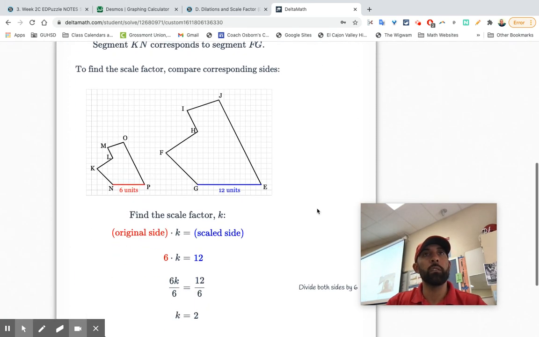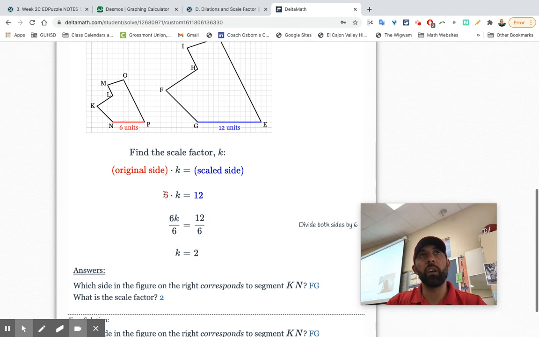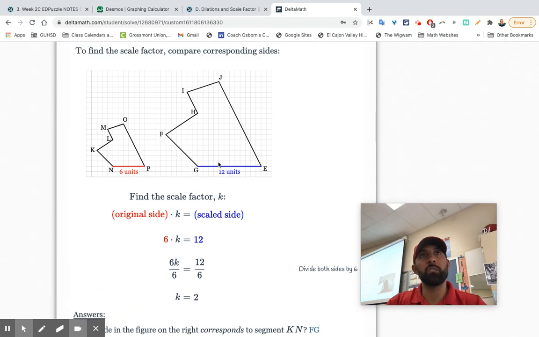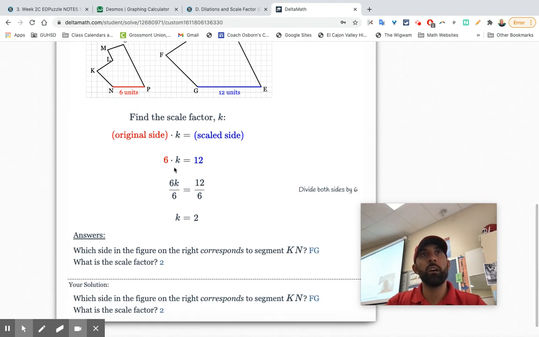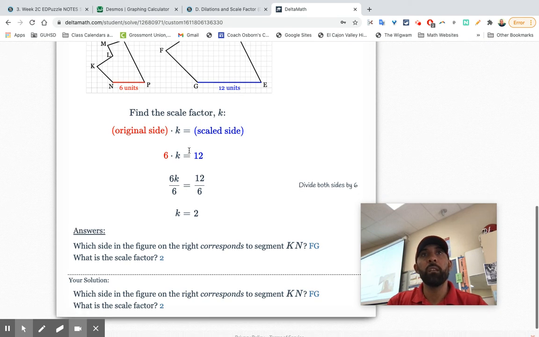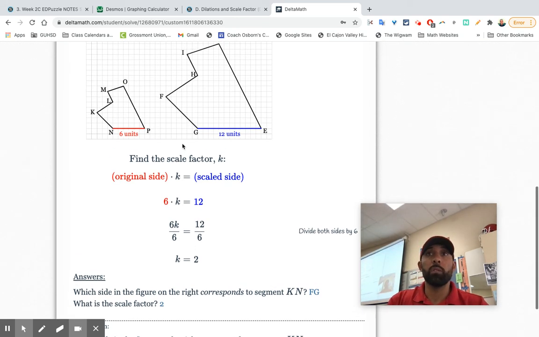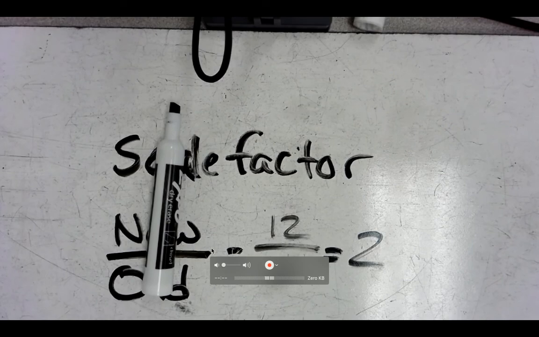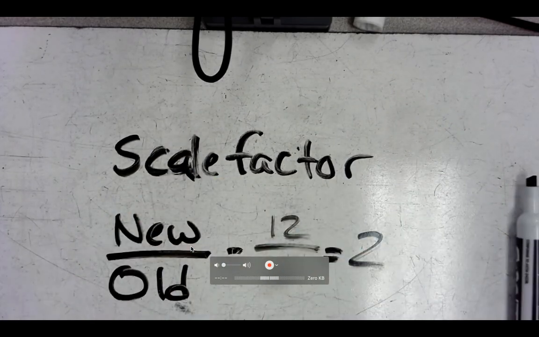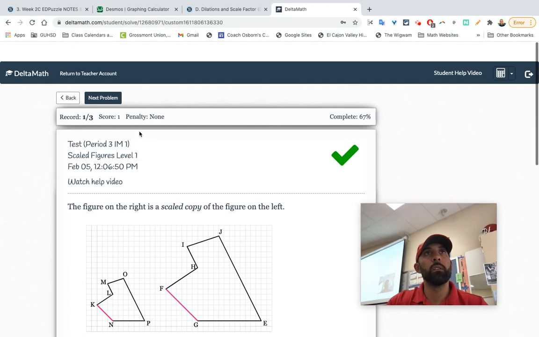Cool. So here you can see they showed you how to do it. They took the 6 units here, the 12 units here. They set it up a little bit differently. You can use this method and figure out the K factor, as they call it, which is basically your scale factor. Or do it the way I did it and set up your new shape over your old shape. Both ways work.